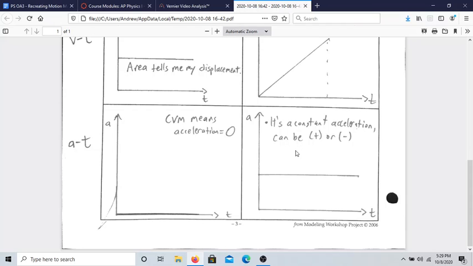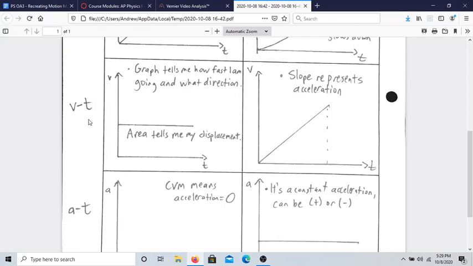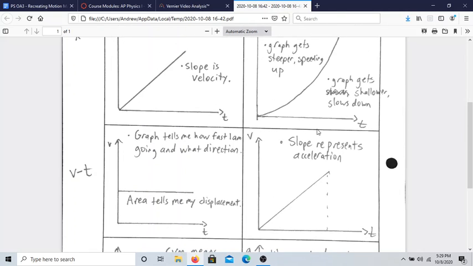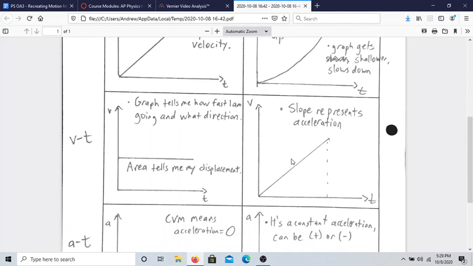All right? So, the main takeaway here is this new type of graph referred to as the velocity time graph. The velocity time graph tells me how fast I'm going and in what direction I'm going in. All right? And if it's accelerating, it's not going to be a horizontal line, it's going to be some sort of diagonal line. All right?